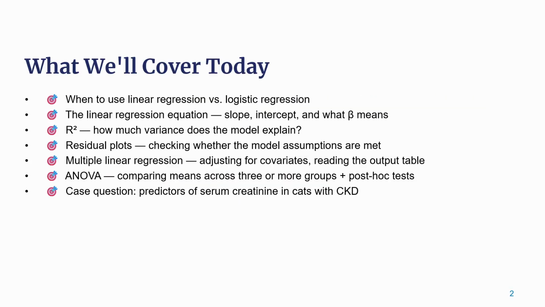Let's get into it. Roadmap: linear regression for continuous outcomes, ANOVA for multi-group comparisons. We'll spend time on both the interpretation of outputs and the key assumptions, because violating those assumptions silently is a common source of misleading results. The unifying concept throughout is the same one from all our previous regression talks. What is the independent association of each variable with the outcome after accounting for everything else?